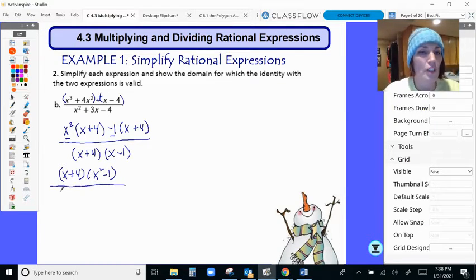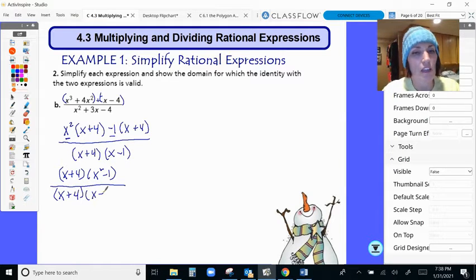So hopefully by now you're really, really comfortable with factoring. If you're struggling with factoring, you might need to come pop into Zoom with me and get some help, because you cannot afford, again, to be bad at factoring in this class, okay?